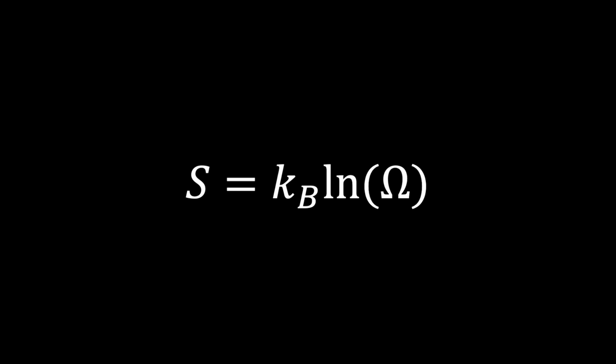Let's talk a little bit more about why we took the natural log of the number of microstates. We dealt with microstates a lot in the last video, and at the end we said that there was a problem with working with microstates. The problem is that if we double the size of our system, the number of microstates does not double. Instead, we show that it becomes squared.